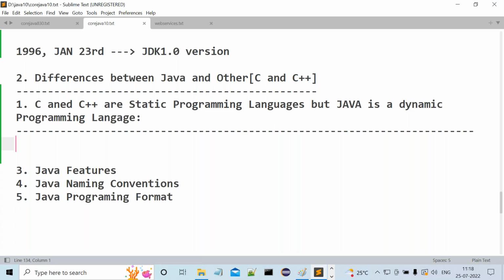Come again, what I said to you? If any programming language allows memory allocation for primitive data at compilation time, then that programming language is what? A static programming language.